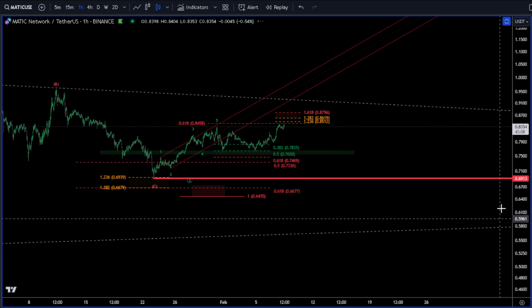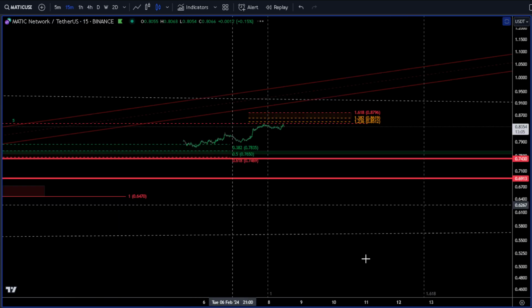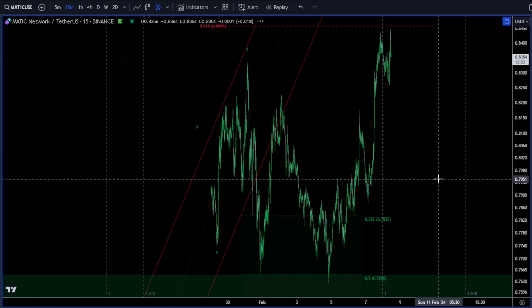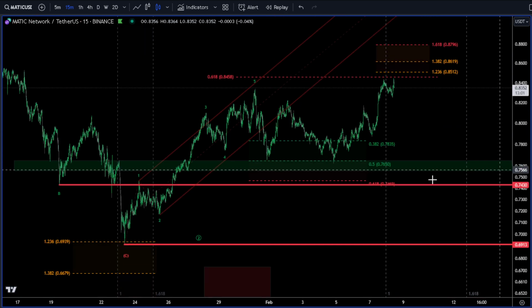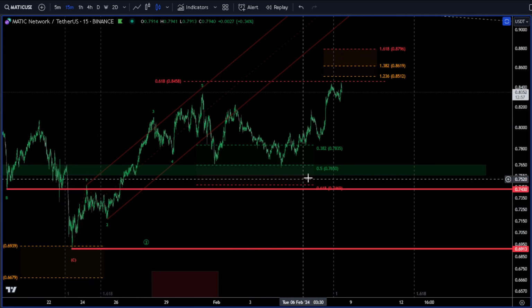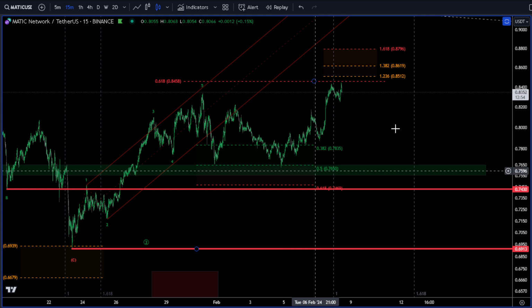So go down to the 1 hour. Let's go down to the 15-minute actually, off this low. So I have this as diagonal wave 1. Last video we were looking for this ABC. We got that. And the question is, what's happening here?